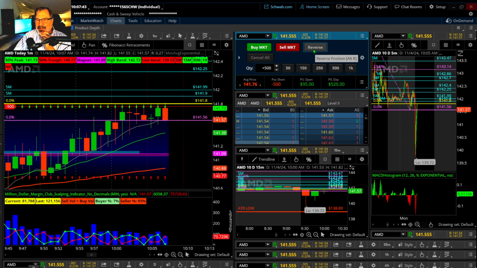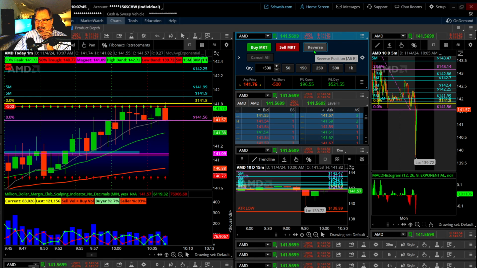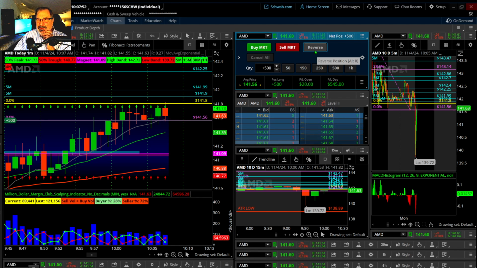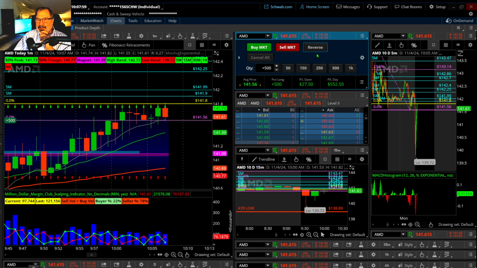Everybody's doing good. It looks like I'm in the lead, which is good to see. I'm actually going to reverse right there. I'm going long at 141.56. I'm going to see if it can go back to this fib, and I'll reverse again.